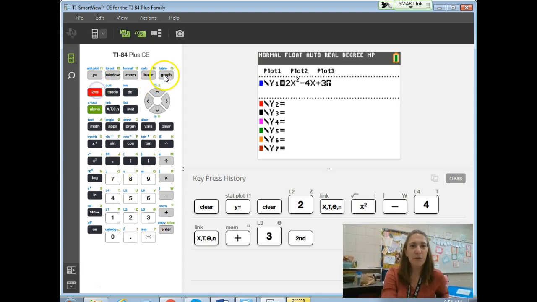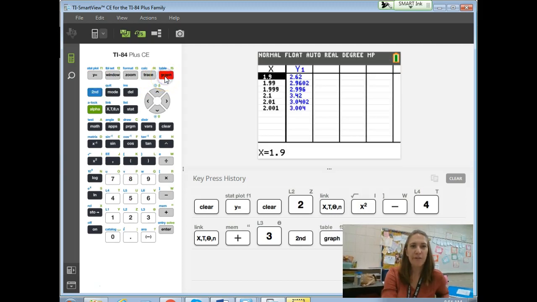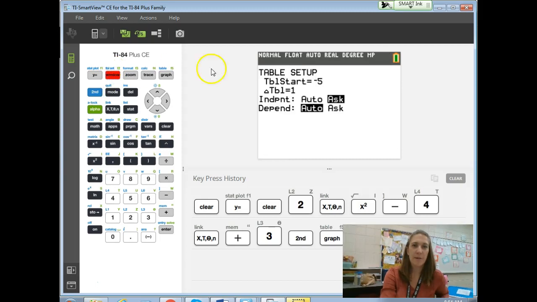Well, if you go to your table, which is second graph, my table's all set up wrong because I had it in ask mode. So I'm going to go to table set, which is the blue up here above window. So second window. Table start, it doesn't really matter for this. I'm going to just start it at 0. Delta table means how do you want your table to count, and 1s make sense for this problem. And then I'm going to put them both in auto mode, which means my calculator is going to autofill both sides of the table for me.